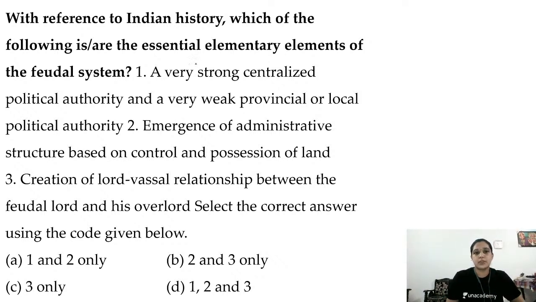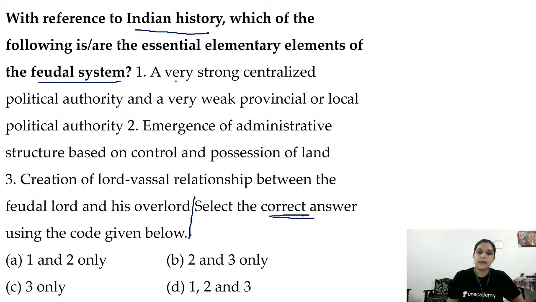With reference to Indian history, which of the following are the essential elements of the feudal system? They're talking about a feudal system. Number 1, they're talking about Indian history, not the general feudal system. In Indian history, they're talking about the feudal system. A very strong centralized political authority and a very weak provincial or local political authority. Okay. Emergence of administrative structure based on control and possession of land. Creation of lord-vassal relationship between the feudal lord and his overlord. Fine. So they are asking you to select the correct answer.